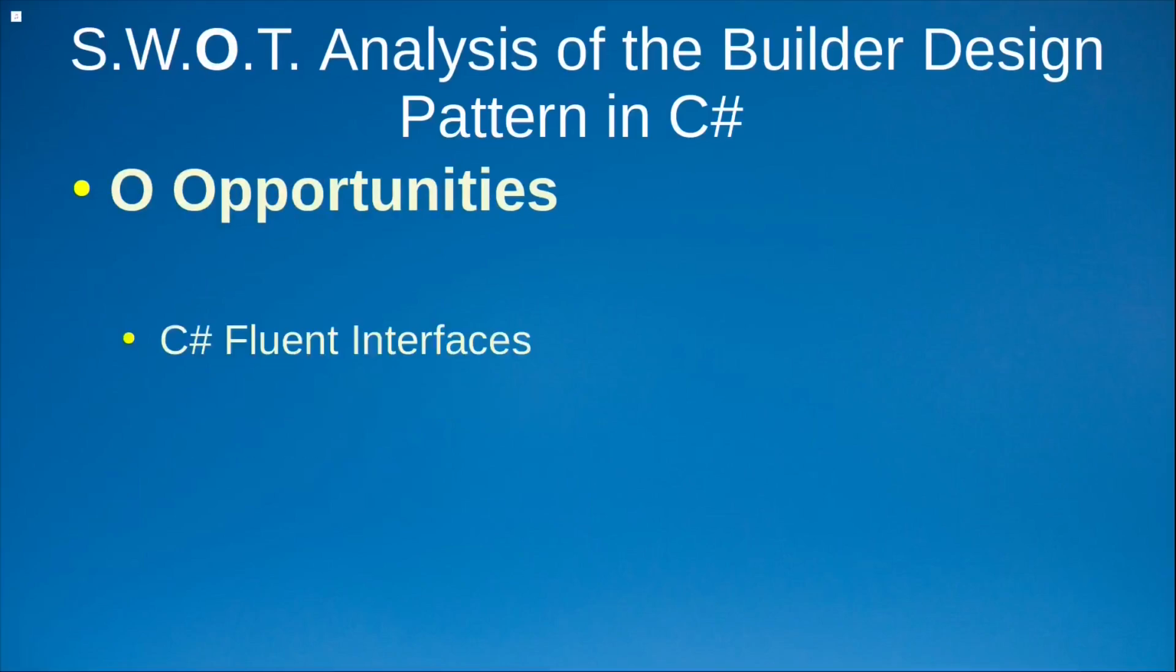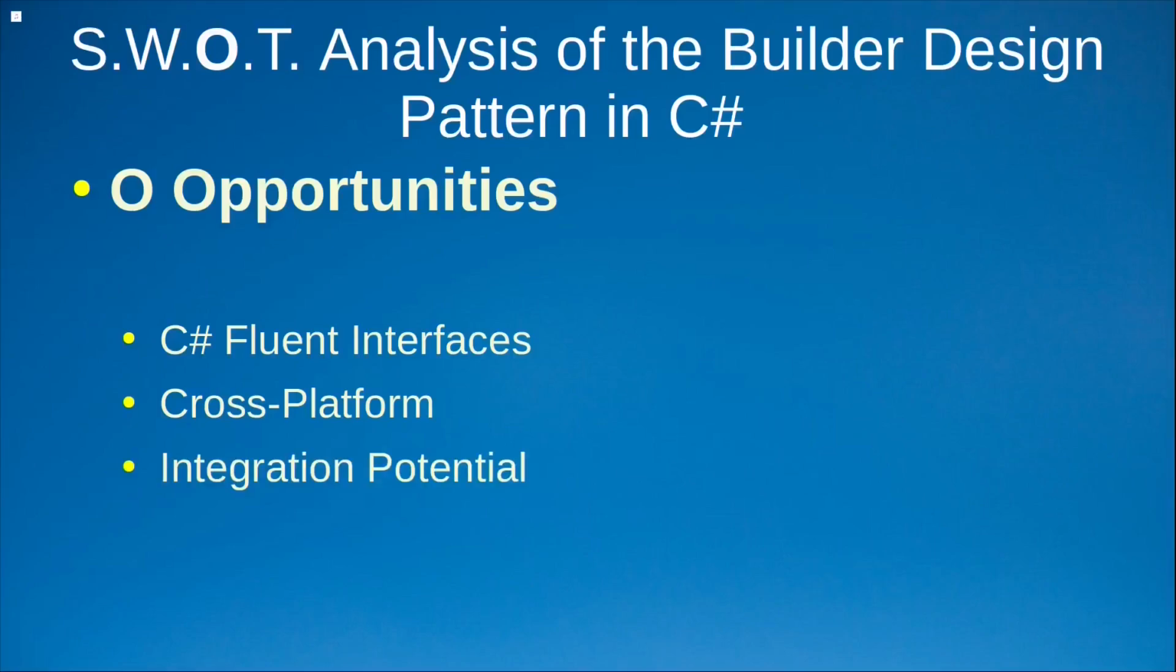O. Opportunities. C# fluent interfaces. Builder works seamlessly with fluent interfaces in C#, enhancing code clarity and usability in method chaining. Cross-platform. Helps in creating platform-independent solutions such as objects for .NET applications on multiple devices. Integration potential. Easily integrates with other patterns, e.g. factory, enriching architectural design choices in software development.